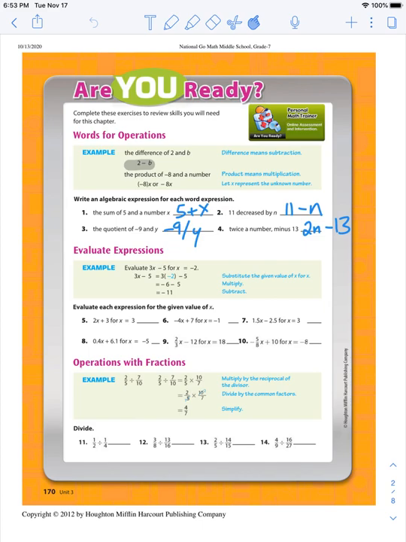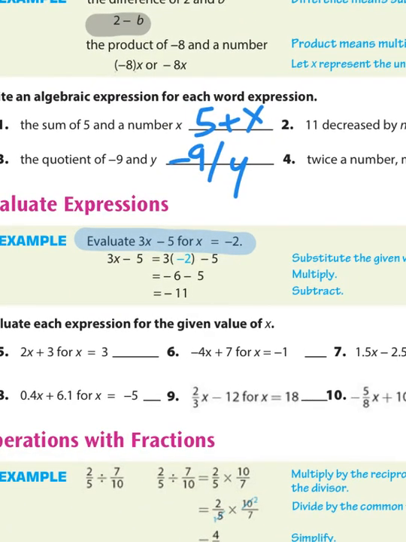All right, so now let's work on evaluating expressions. When we evaluate, we solve. So in this problem, it says evaluate 3x minus 5 for x equals negative 2. That means we're going to solve the expression 3x minus 5 if x equals negative 2. We're going to substitute negative 2 for x. So see here, they plugged in negative 2 for x, and now I have 3 times negative 2 minus 5.